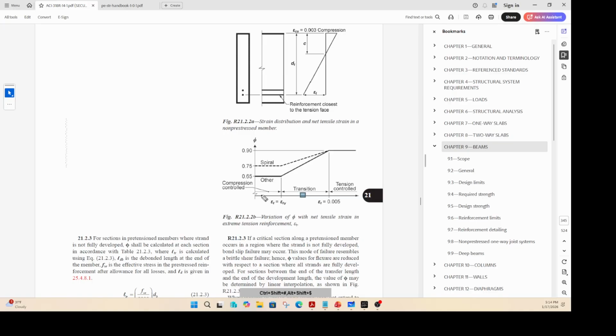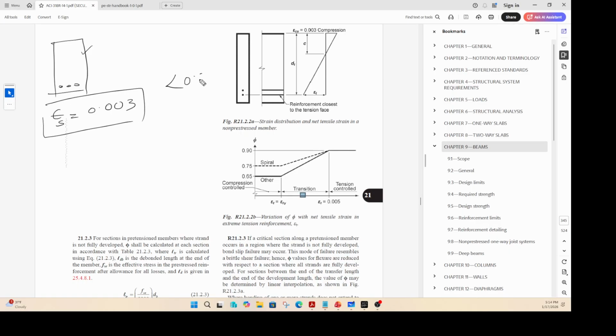First zone is firstly for a beam. Let's say I have a beam and I provide a certain amount of reinforcement, and I subject it to a certain amount of load. Based on the geometry and all that, you can find out what your strain in steel is. We'll see how it can be calculated, but for now let's assume that your strain in steel is 0.003.